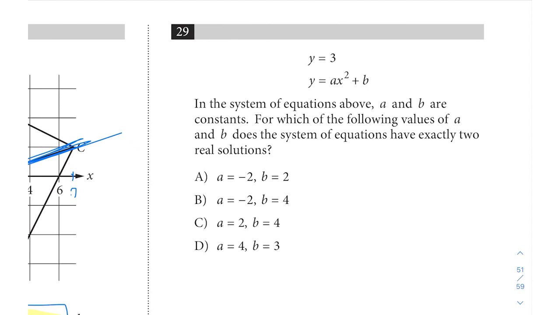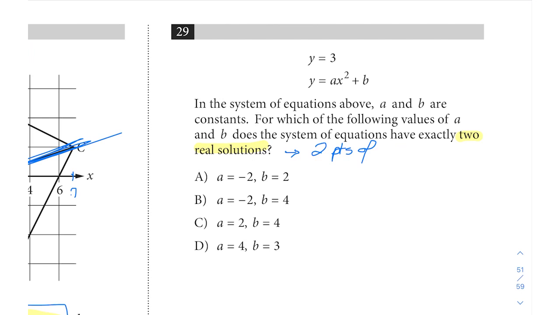Now that's 27, or I'm sorry, that's question 28. Let's take a look at question 29. So here it says in the system of equations above, A and B are constants, and they want to know for which of the following values of A and B does the system of equations have exactly 2 real solutions. And so here, terminology-wise, when they say 2 real solutions, that's really like saying 2 points of intersection.